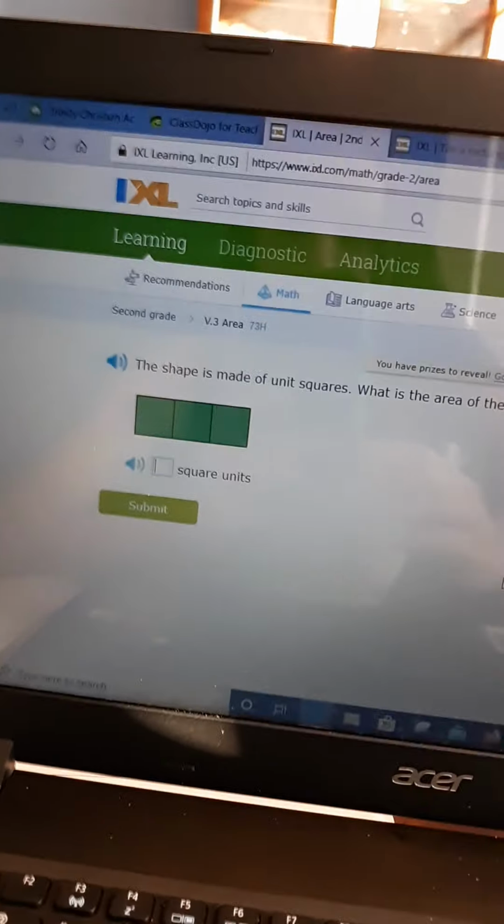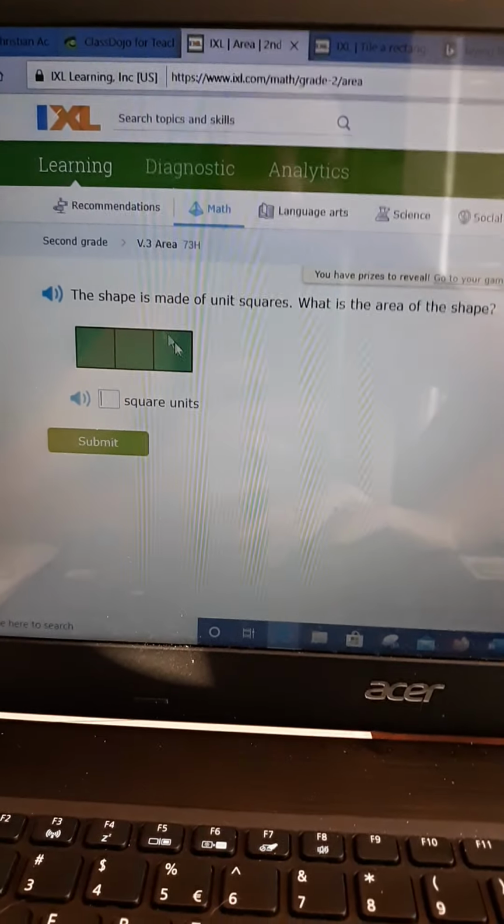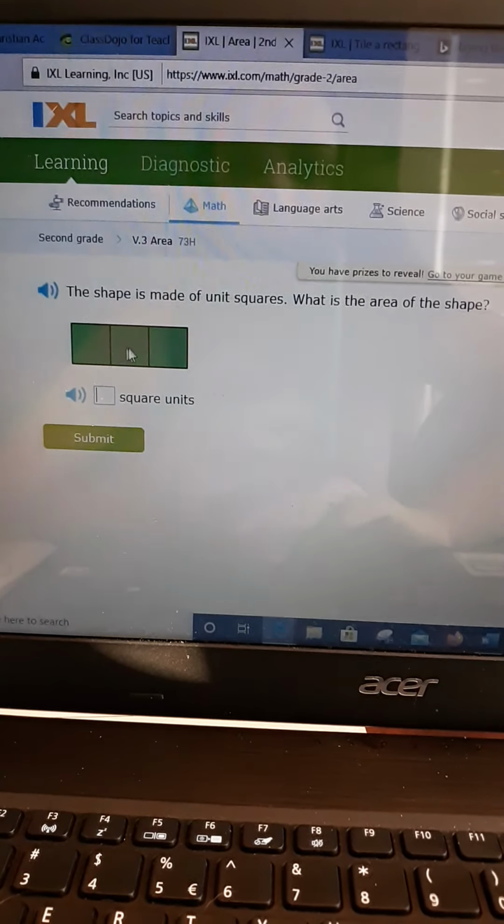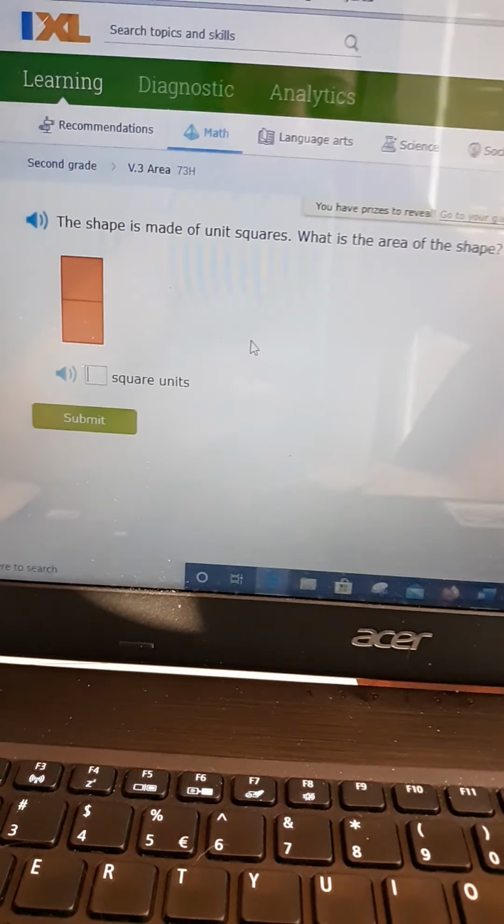Now I've only done one. Let's do one more. How many square units is this shape? What's the area? 1, 2, 3. So 3 square units.